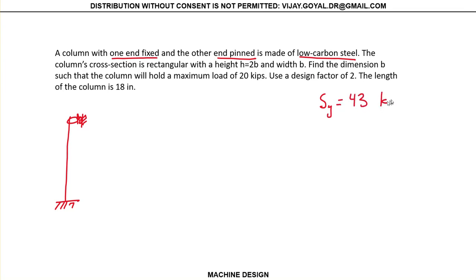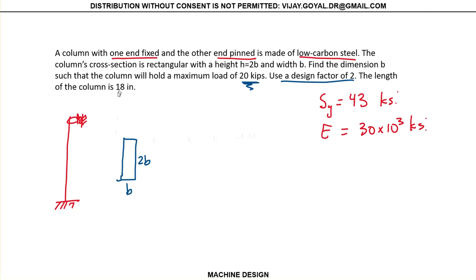So you always find those material properties: 30 times 10 to the 3 ksi. And the problem is saying the column has a cross section that's rectangular, of width B, height is 2B. Find the dimension B such that the column will hold a maximum load of 20 kips and a design factor of 2.